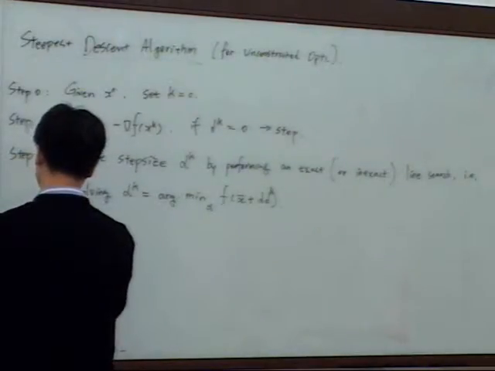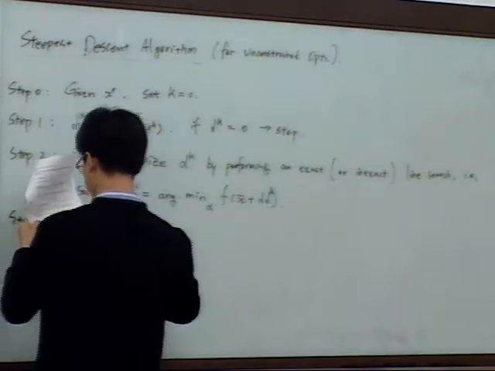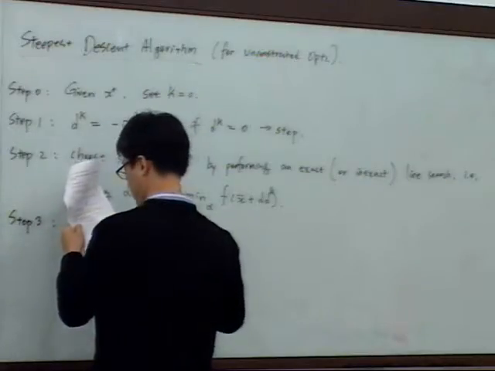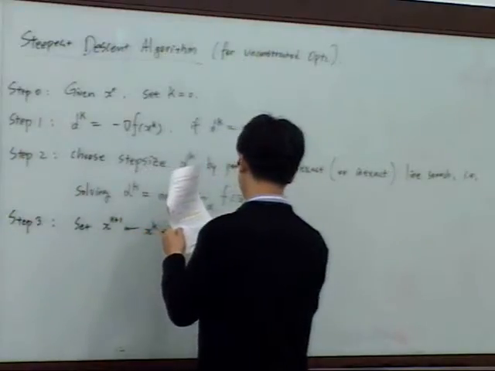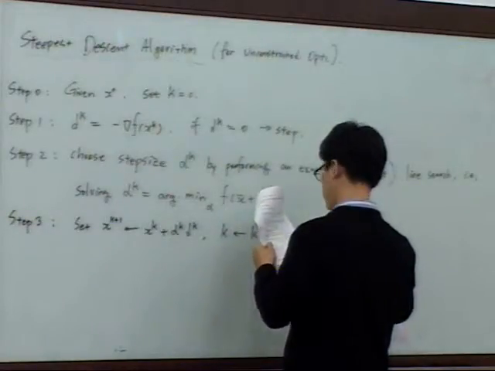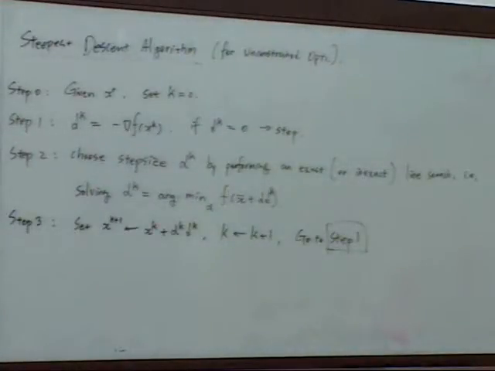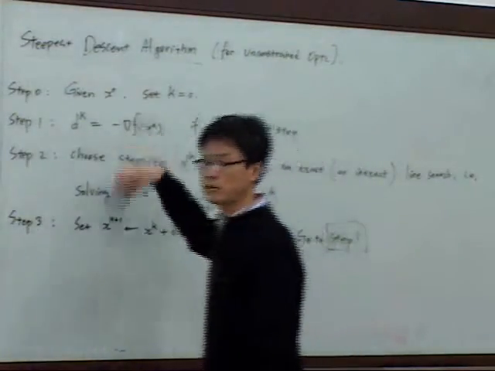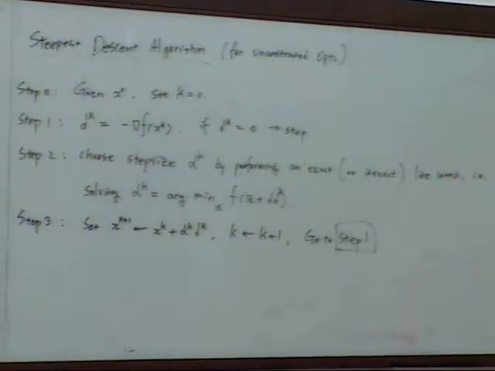Step 3: set x(k+1) equal to xk plus alpha k dk, and k equal to k plus 1. And then go to step 1. So, if you follow this, you can actually solve this unconstrained optimization problem utilizing the steepest descent algorithm.